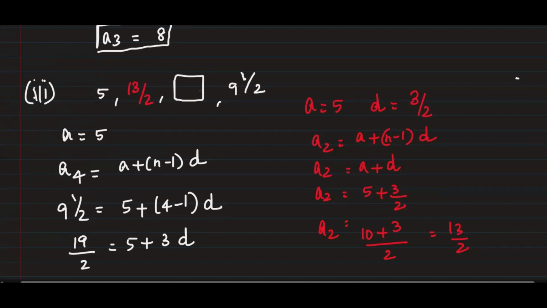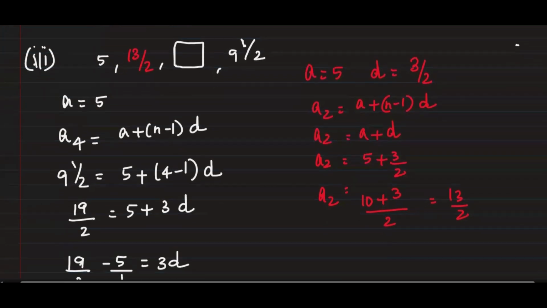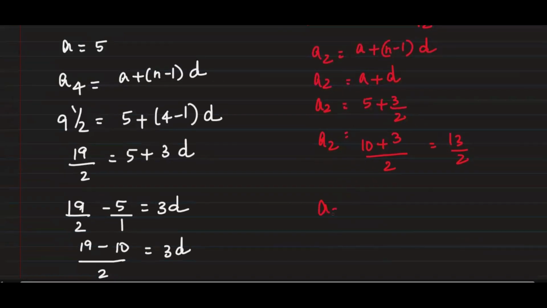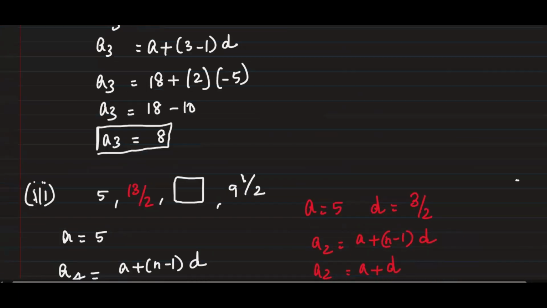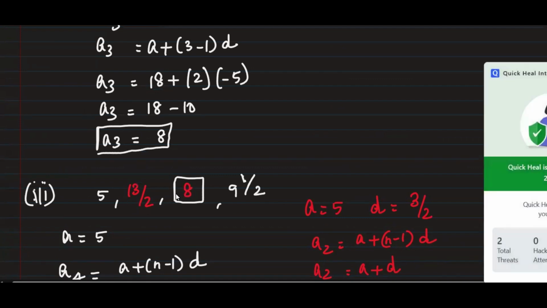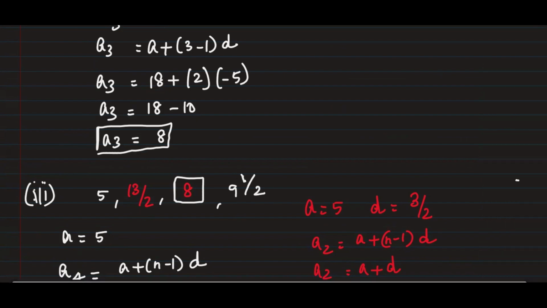Okay, now let's see what is the value of the third term. So A3, we'll have to find what is A3. So A3 is equal to A plus n minus 1 into D. A value will be equal to 5. So 5 plus 3 minus 1 become 2. D value is 3 over 2. Okay. Now cancel this 2, this 2. So that will become 5 plus 3. A3 is equal to 8. Okay. So the two missing numbers, the second and the third term, are 13 over 2 and 8. Fine, easy.